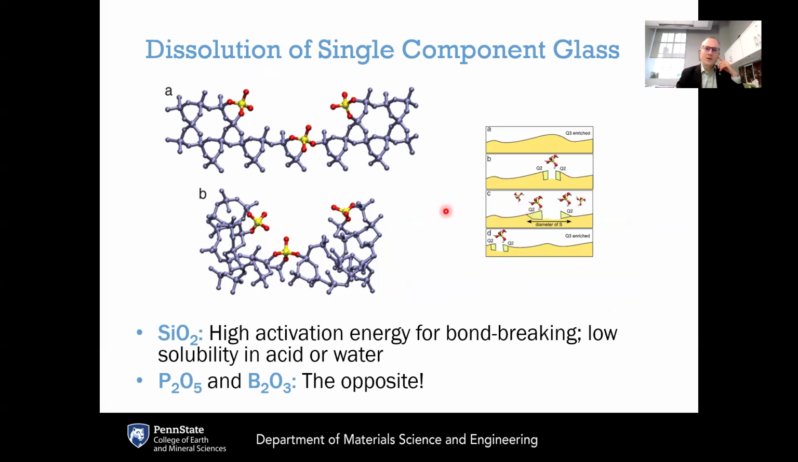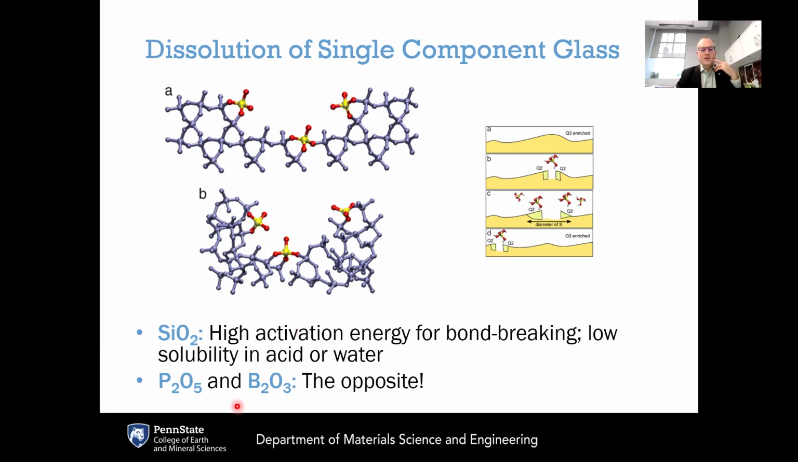So let's consider now the dissolution mechanisms in single component glasses. If we consider SiO2, which is a very highly corrosion resistant glass, within SiO2, there is a high activation barrier for bond breaking and therefore a low solubility in either acids or in water.